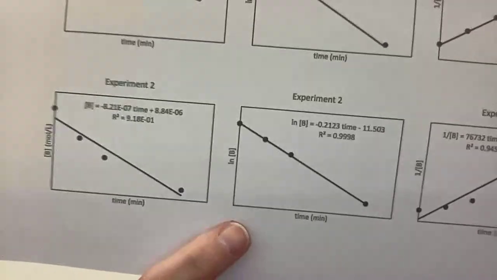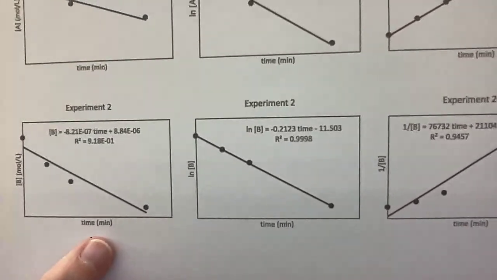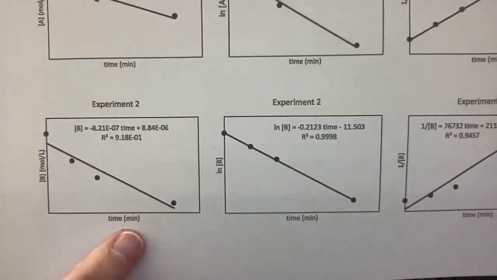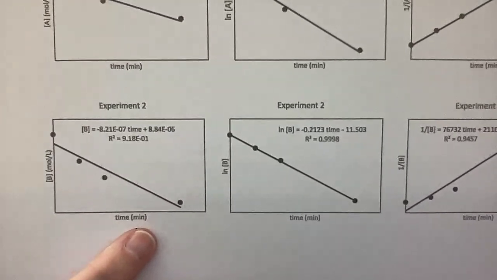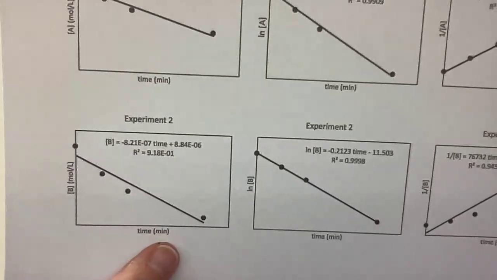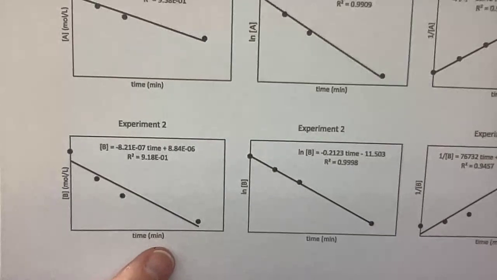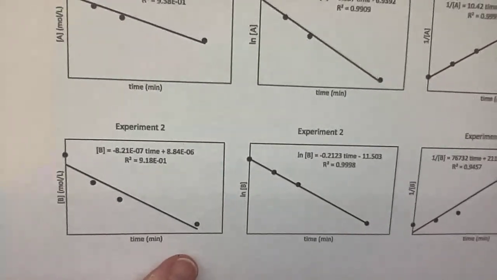So here, on this graph, you can see that the points are definitely not on the line very much. And so you can see the R squared value is not close to 1, very far from 1. So it's not zero order.